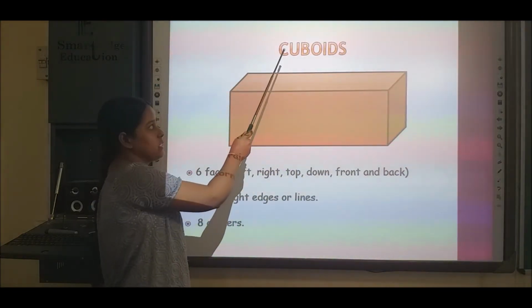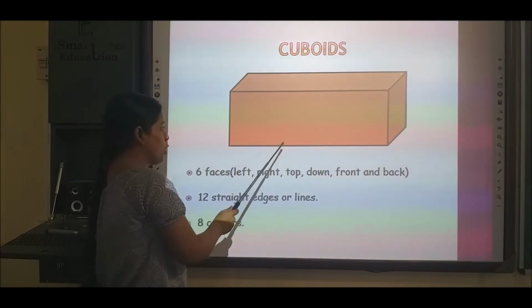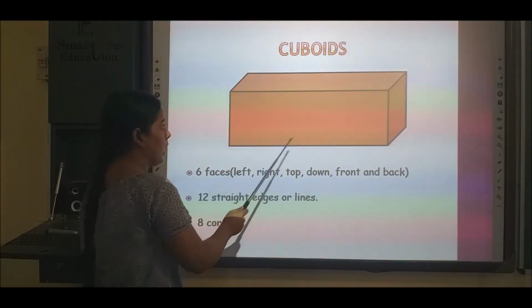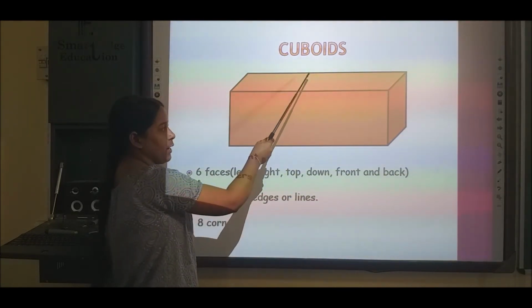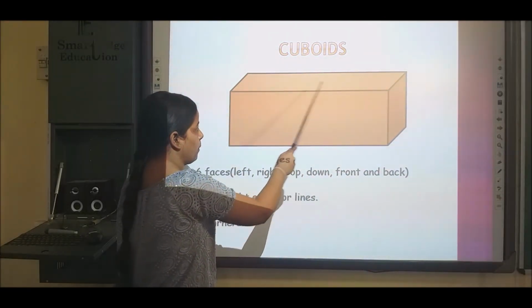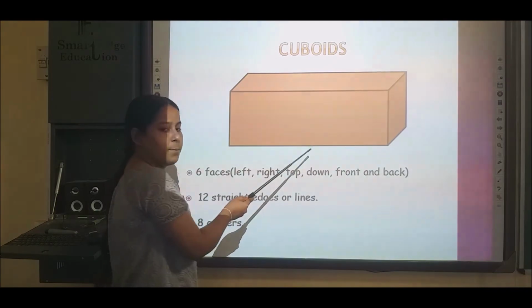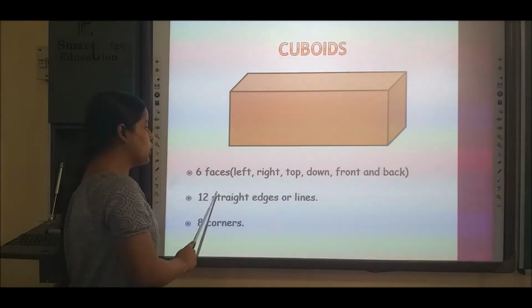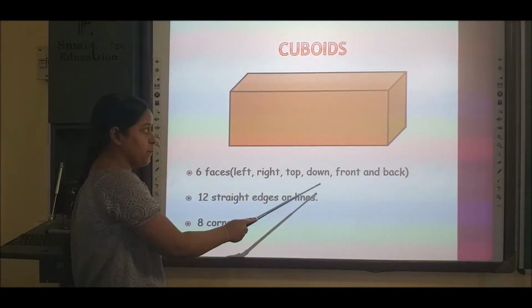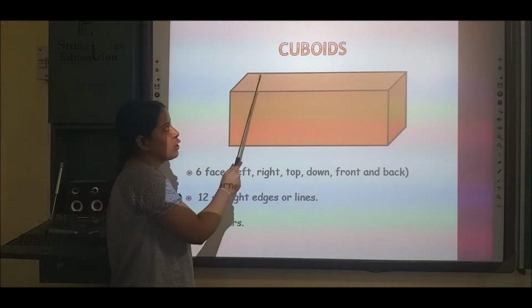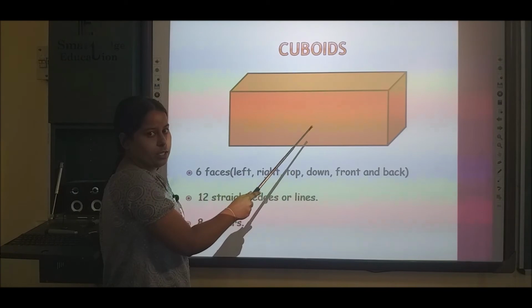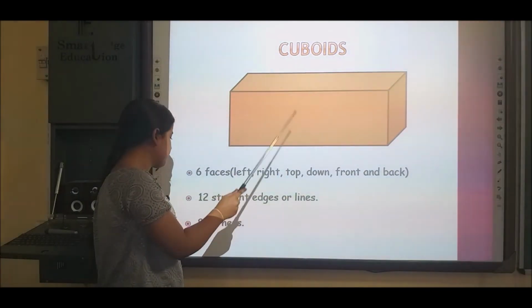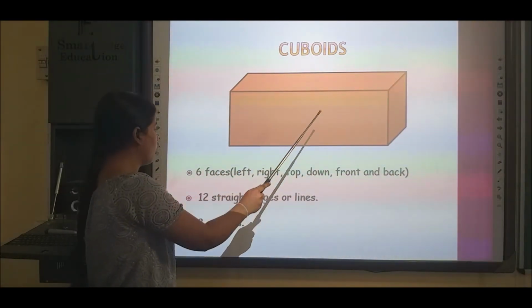The next one is cuboids. It also has 6 faces: left, right, front, back, top and bottom. There are 12 straight edges or lines, but the difference between cube and cuboids is that these lines are not equal to each other. All have different lengths and it also has 8 corners.